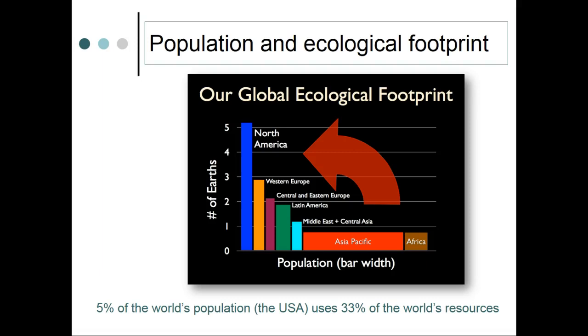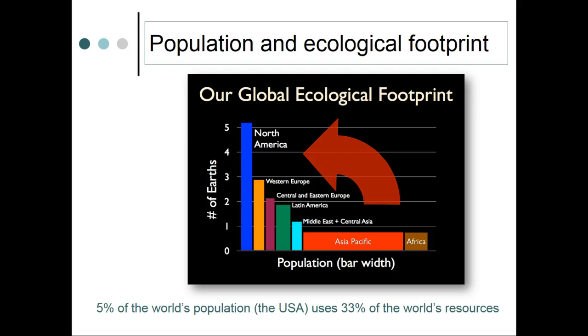Here we combine global population on the horizontal axis and ecological footprint on the vertical axis. So you can see that North America has the highest ecological footprint of any other region in the world, but a relatively small proportion of the world's total population.